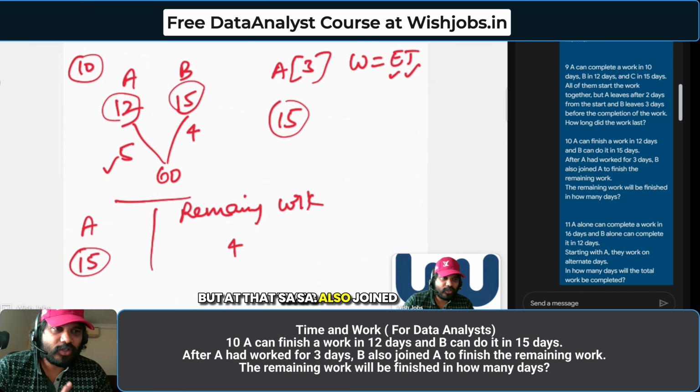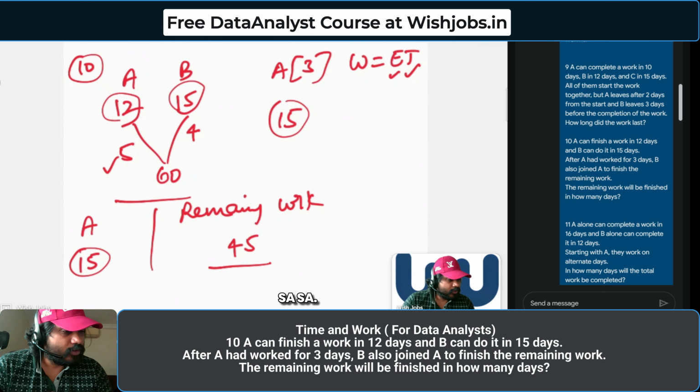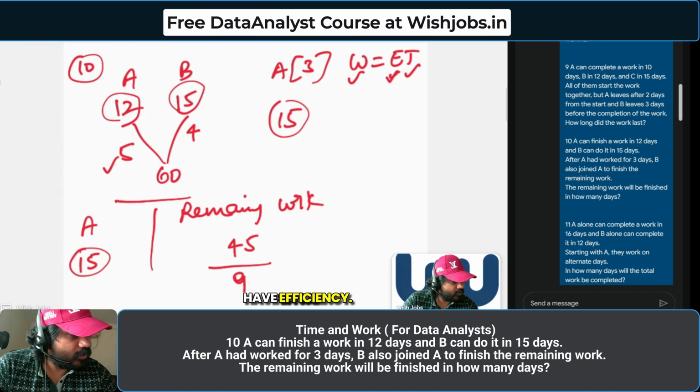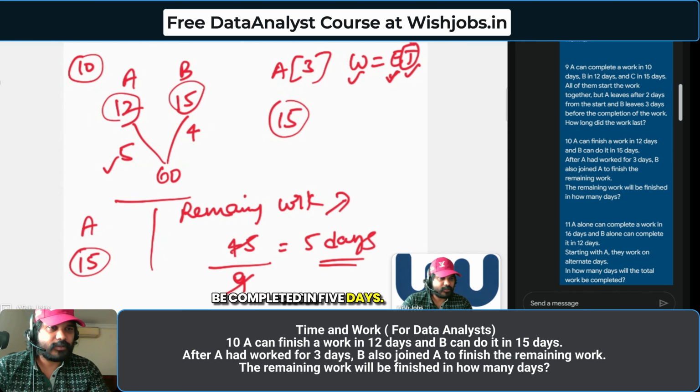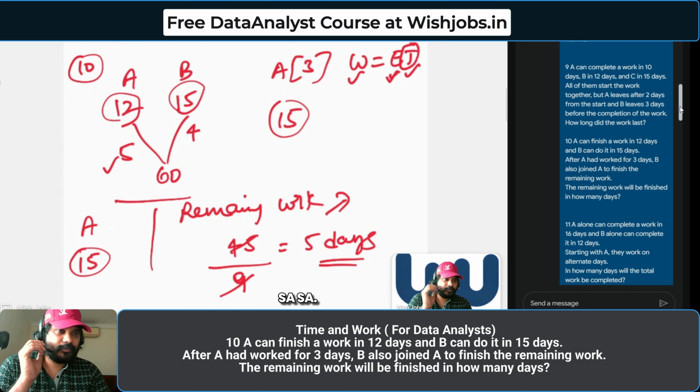But at that time B also joined. And how much time will it take for them to work together? So A's efficiency is 5, B's efficiency is 4. So 5 plus 4 is 9 efficiency. You have work, you have efficiency. You need to find out the time. It will be 5 days. So the remaining work will be completed in 5 days. Clear, guys?